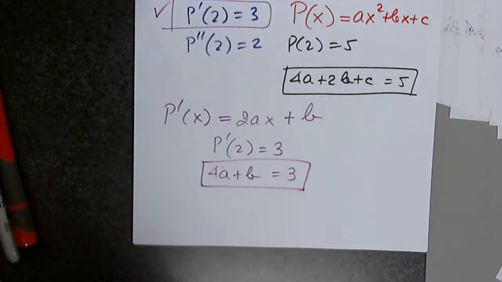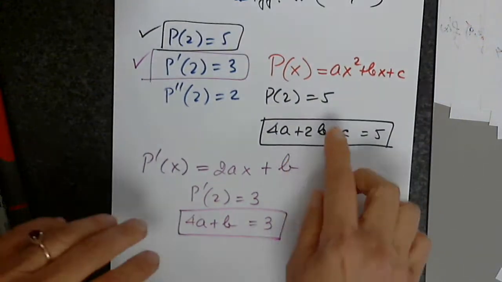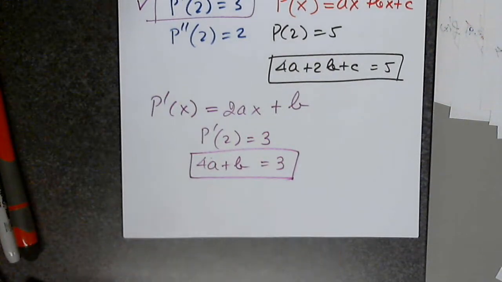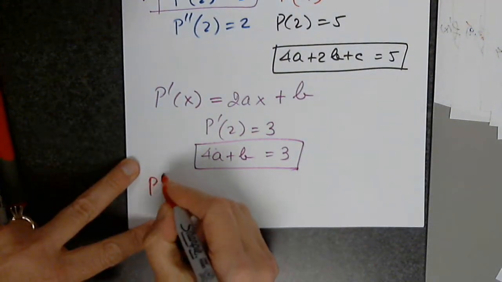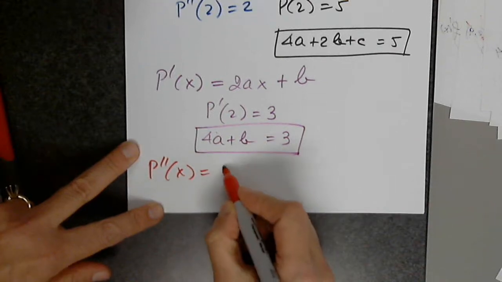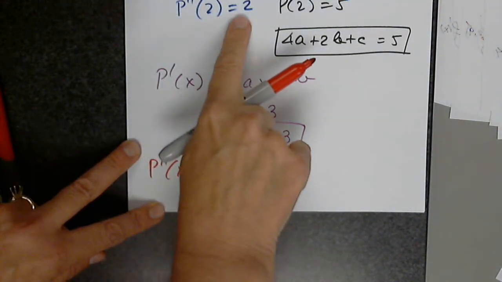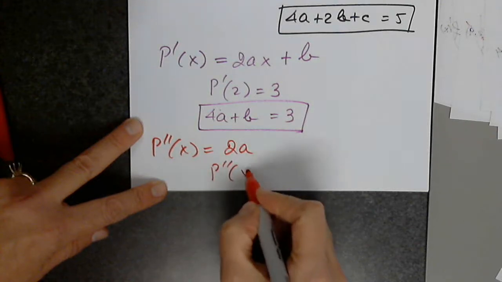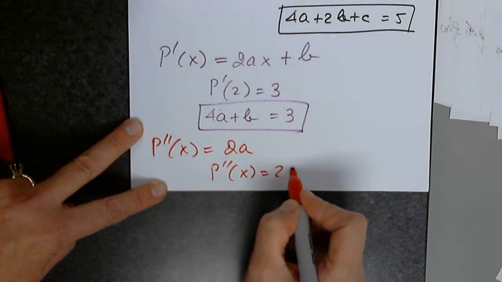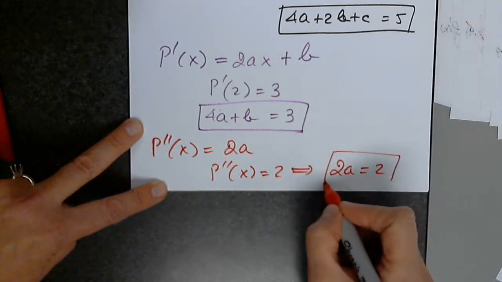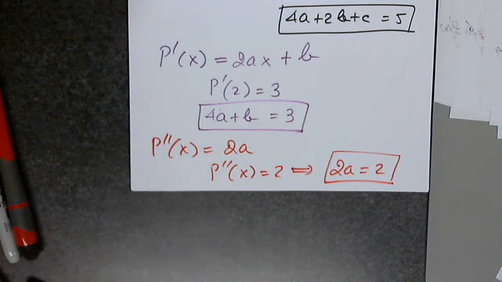And then for the third one, how do I get the third one? Because obviously I have 3 variables, 3 parameters. I need 3 equations. So the second derivative, which is 2a, has to equal 2. P double prime of x equals 2. This gives us 2a equals 2. And this is my third equation.